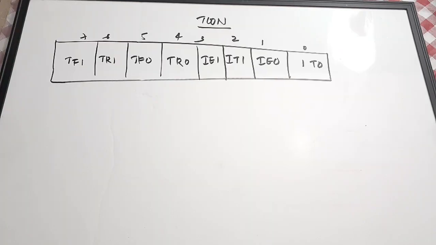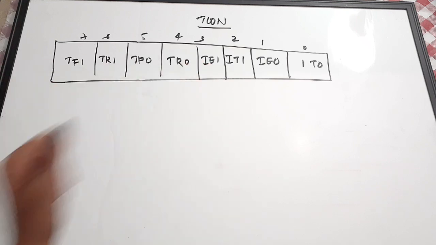Next, we are going to discuss the TCON register, or timer control register. These are the various fields used for controlling the starting of the timers, overflow of the timers, and such functionalities. To programmatically control them, we use the TCON register. We'll see the various fields starting from this side.